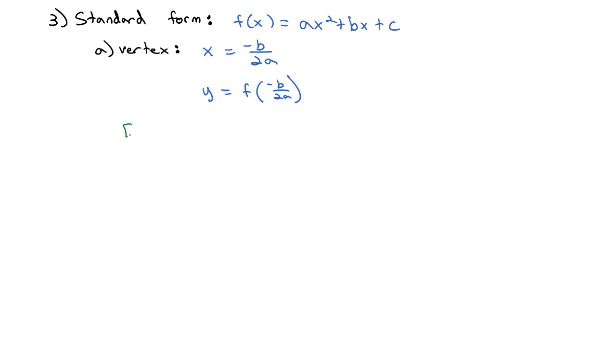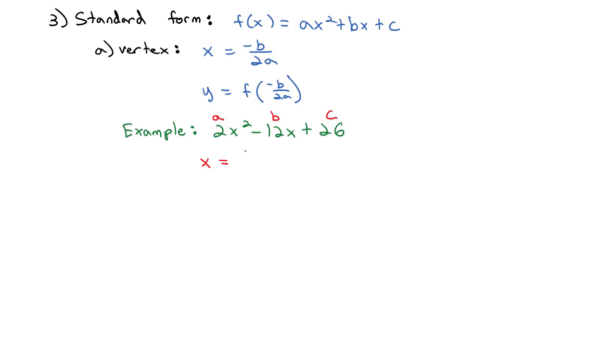So, for example, if I have 2x squared minus 12x plus 26, the x coordinate is going to be the opposite of b over 2a. Remember, a is the number in front of x squared, b is the number in front of x, and c is the number added to the end.